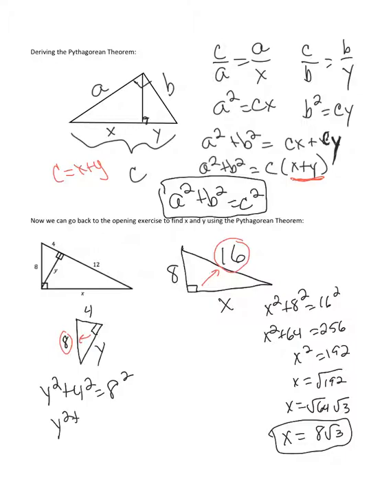Y squared plus 16 is 64. Here we want to find the square root of 48, which we know is 16 and 3. So in the end, when you simplify, this is going to be 4 radical 3, just like we found before when we did the mean proportional. So you can use the mean proportional, or sometimes you can use the Pythagorean theorem when you're dealing with right triangles.